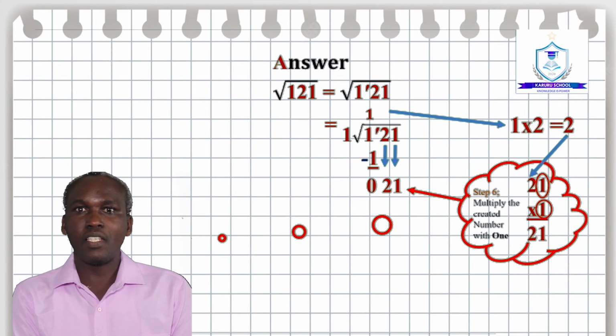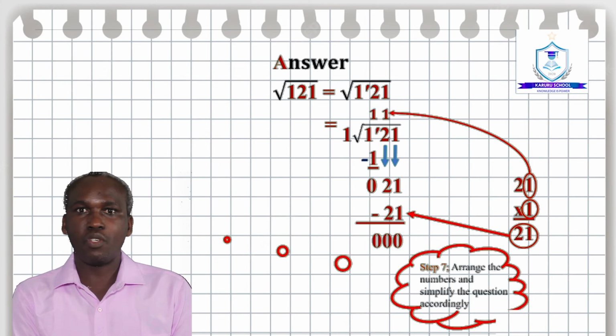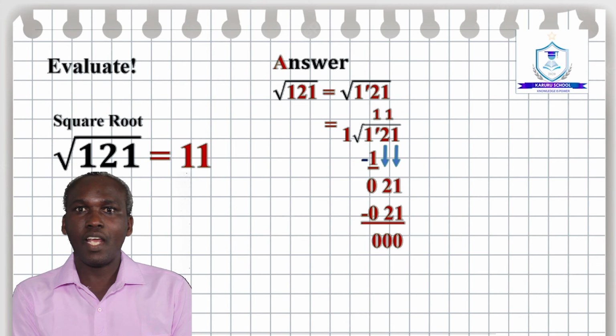We will need to arrange the numbers and simplify the equation accordingly. So in our case, we will subtract 21 from 21 and reduce the remainder to 0. Then don't forget to include the added root component digit into the main root section to give us the final square root of the radicand. So in this case, we have 11 as the root. This means that the square root of 121 is equal to 11.